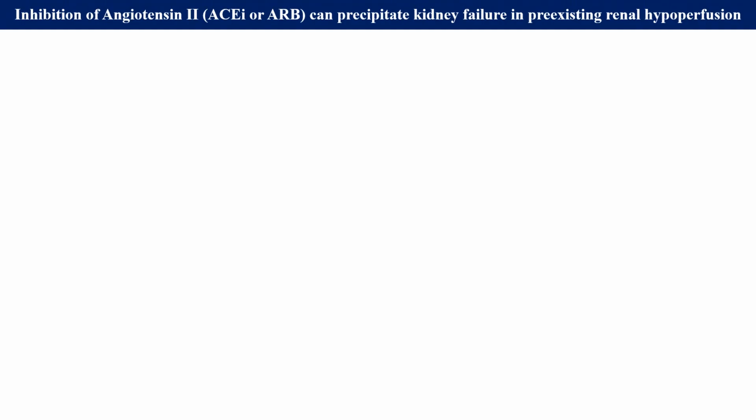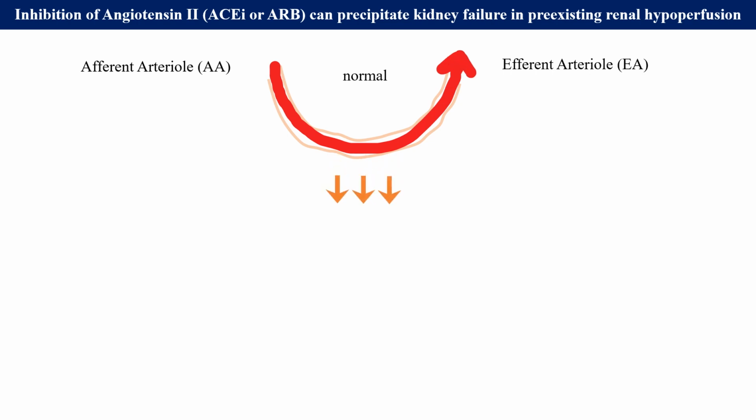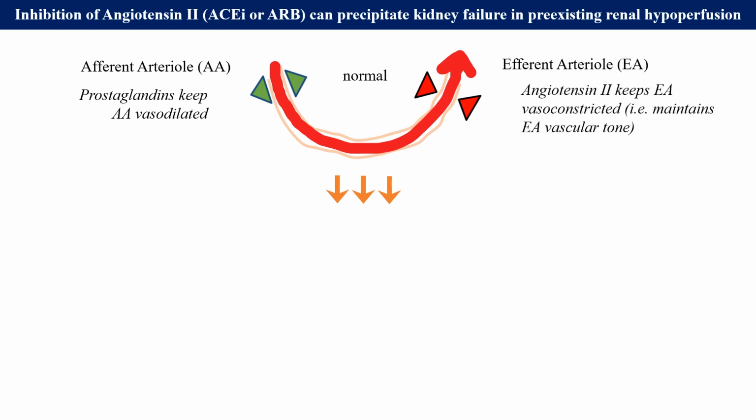How can ACE inhibitors or ARB precipitate kidney failure in a patient with pre-existing renal hypoperfusion? Let's take a look at a glomerular capillary. We have afferent and efferent arterioles and normal glomerular plasma filtration. Under normal conditions, vasodilating prostaglandins keep the afferent arteriole dilated to receive blood inflow, while angiotensin II keeps a strong vascular tone in the efferent arteriole to ensure good intraglomerular pressure needed for good glomerular filtration.